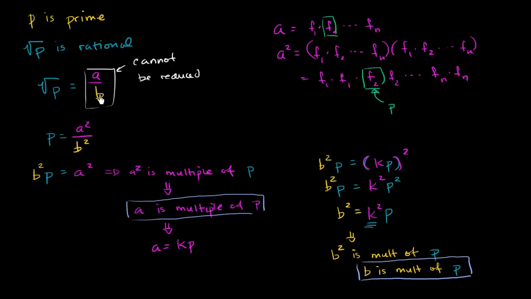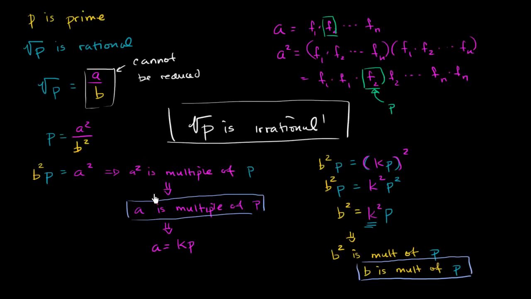So that is our contradiction. We started assuming it cannot be reduced, but then we showed that no, it must be able to be reduced. The numerator and the denominator have a common factor of p. So our contradiction is established. Square root of p cannot be rational. Square root of p is irrational. Let me just write it down. Square root of p is irrational because of the contradiction.